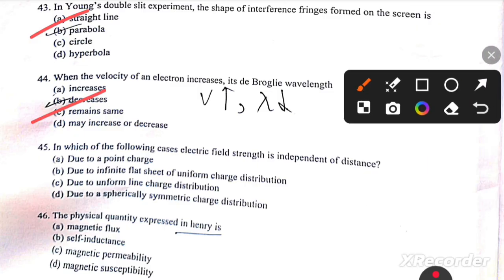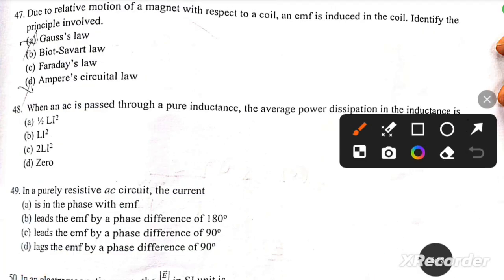In which of the following cases is electric field strength independent of distance due to an infinite flat sheet of uniform charge distribution? The physical quantity expressed in Henry is self-inductance. Due to relative motion of a magnet with respect to a coil, an EMF is induced in the coil. Identify the principle involved.